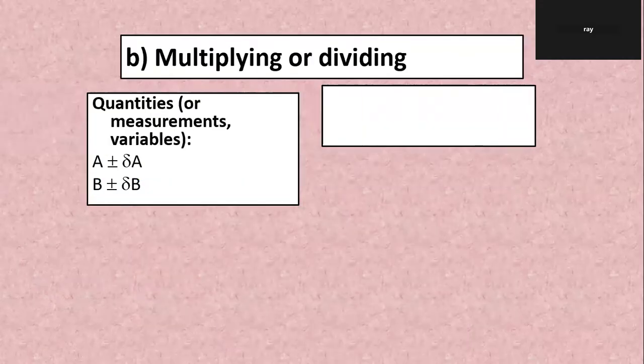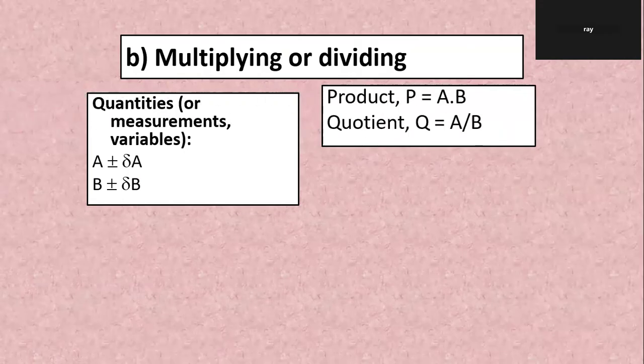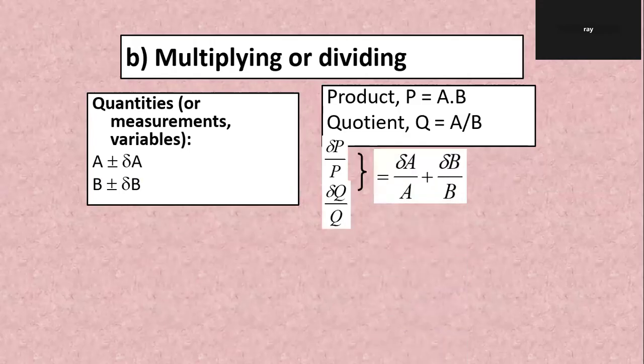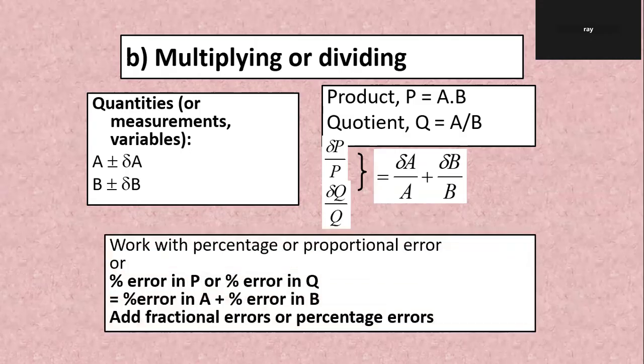Multiplying or dividing, product, quotient. So delta P over P or delta Q over Q, we use fractional error. So it's delta A over A plus delta B over B. Right? Working with percentage, we just times 100% throughout. So percentage error in P or percentage error in Q equals percentage error in A plus percentage error in B.